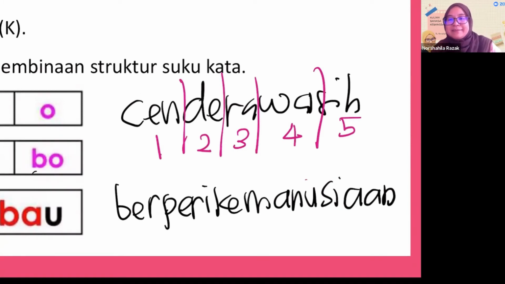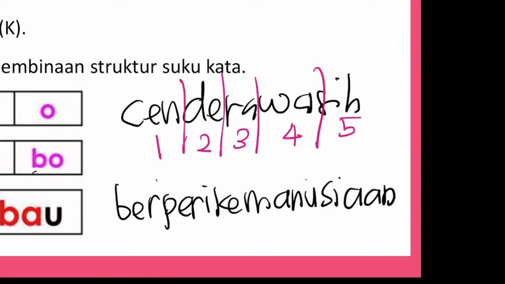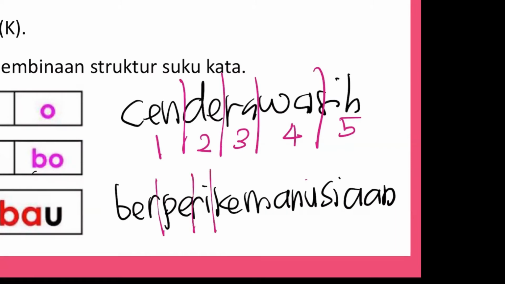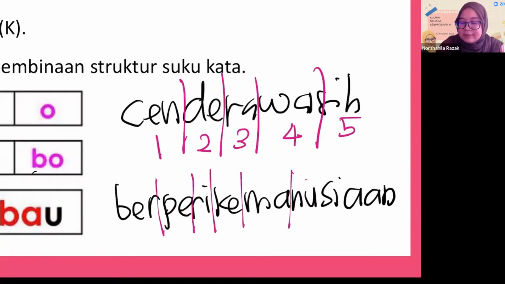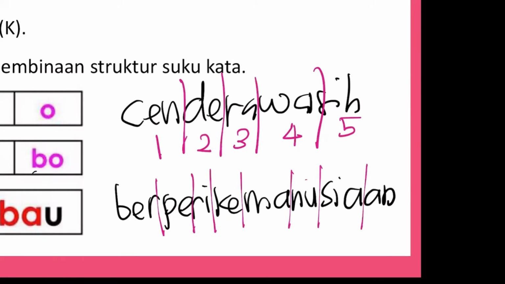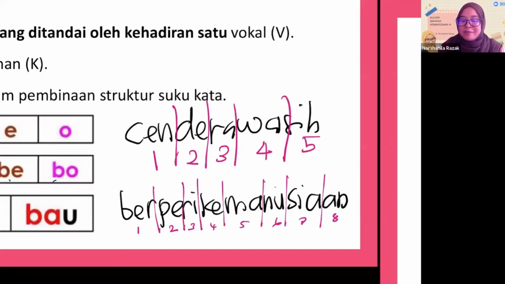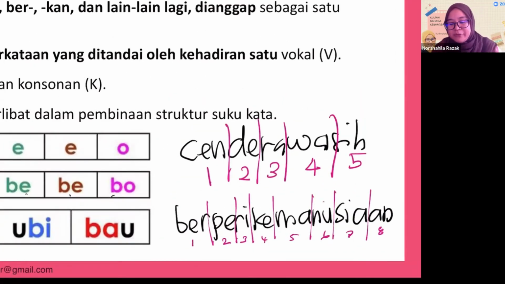Okay. Macam mana dapat 8? Ber and then per is 1. Ri. Ri. Ke. Ma. Nu. Sia. An. Okay. Berperi kemanusiaan. Yes. So we have 1, 2, 3, 4, 5, 6, 7, 8. Yep, that's correct. So, perkataan panjang mana pun kalau kita dapat breakdown to syllables, it's easy for us to pronounce.